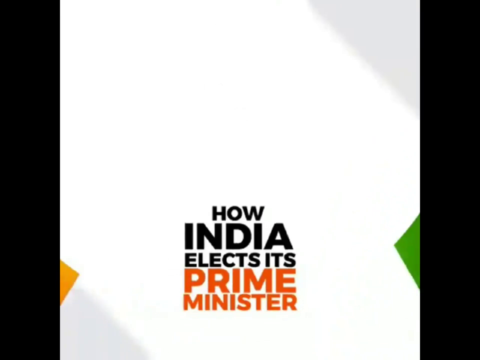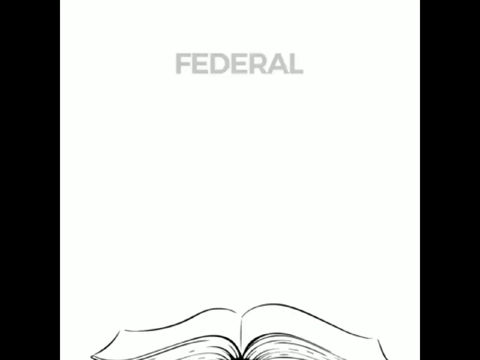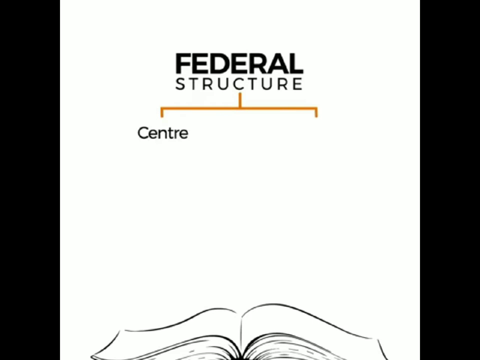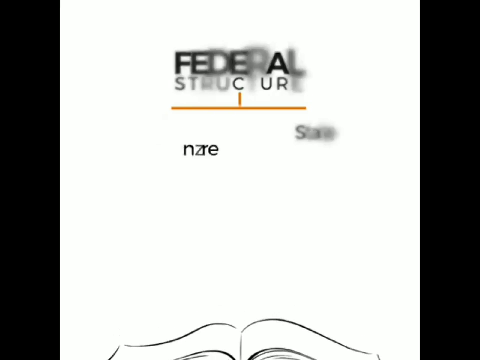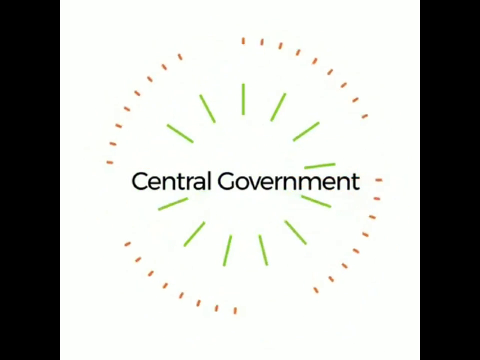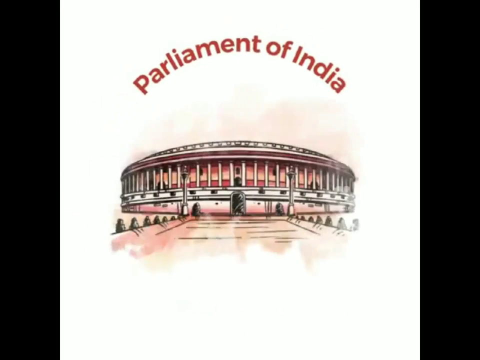To explain this, we have to first look at how the Government of India functions. The Constitution of India follows the federal structure, wherein there are two types of governments, centre and state. Let's talk of the central government. It is run by the Parliament of India.